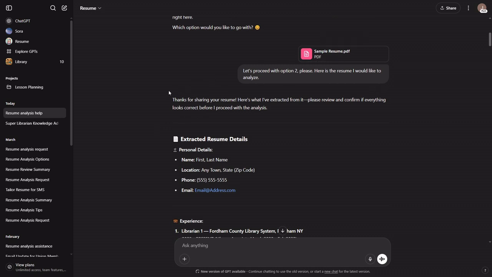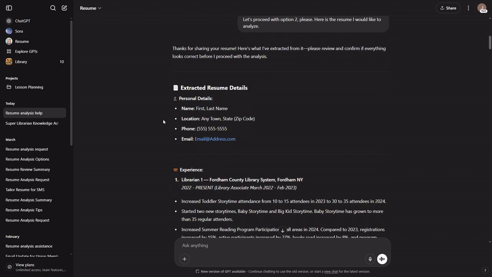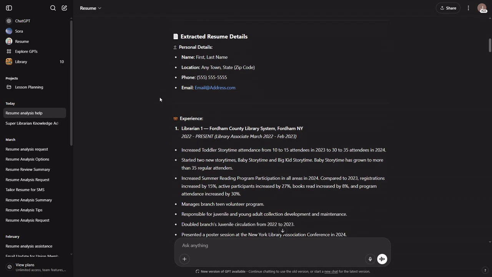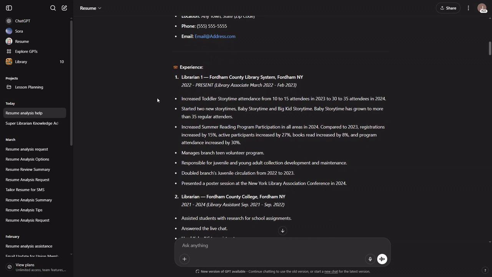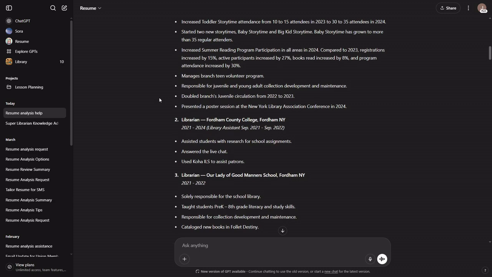Once you upload the resume, what this first does is it, within a matter of seconds, reviews your resume and then regurgitates out what it believes to be the pertinent information, and then asks us to review this. So we just take a second to review. Again, I scrubbed the information, so my name on the resume that I supplied it is literally first name, last name, and then my location is listed as any town, state, and zip. So this all looks good. And then we get to our experience point. And again, this all looks good.